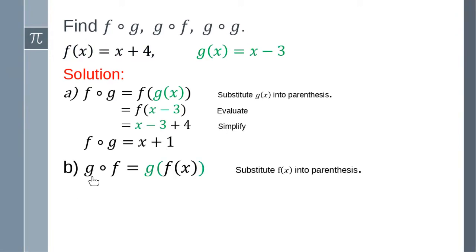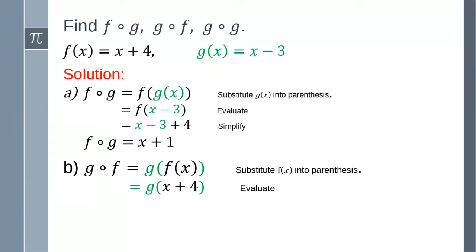So for b, we have g composed of f. So now the furthest function to the left is g. So that's going to be on the outside. And then we have f of x. So the first step is replace f of x with what is given, x plus 4. So I'm going to replace that. And now I'm going to evaluate g of x plus 4.